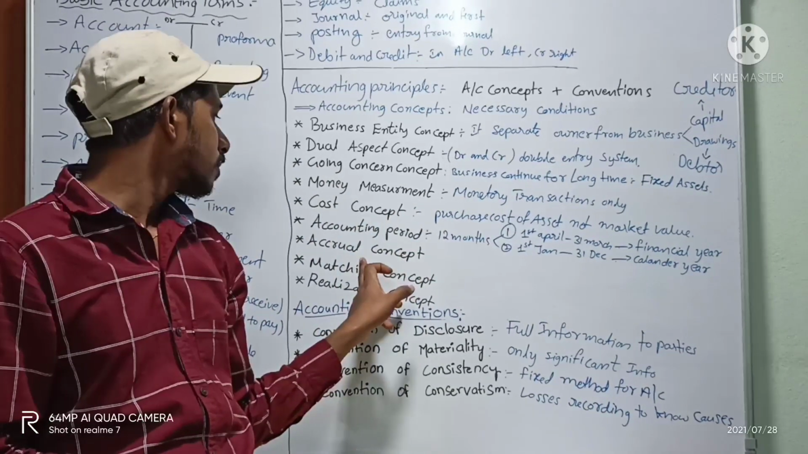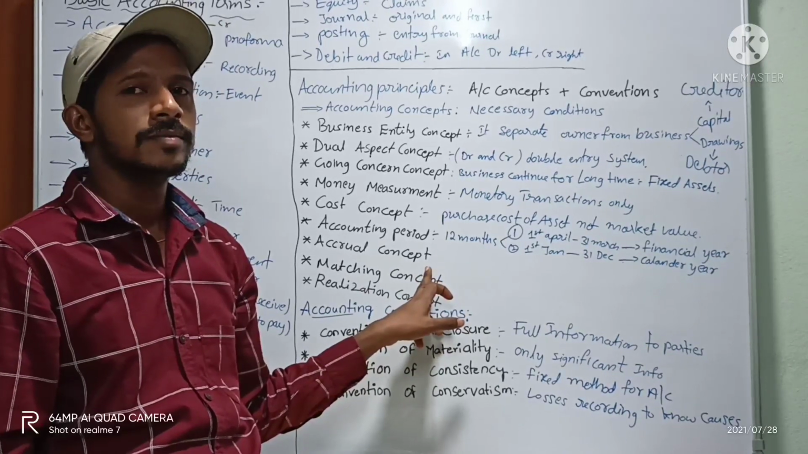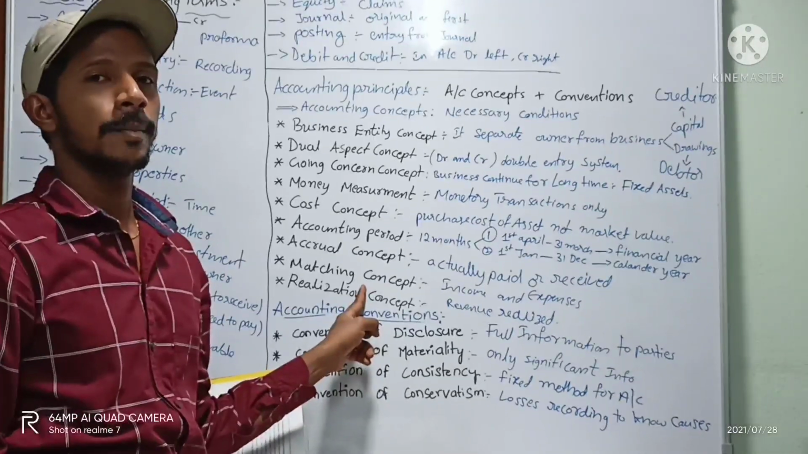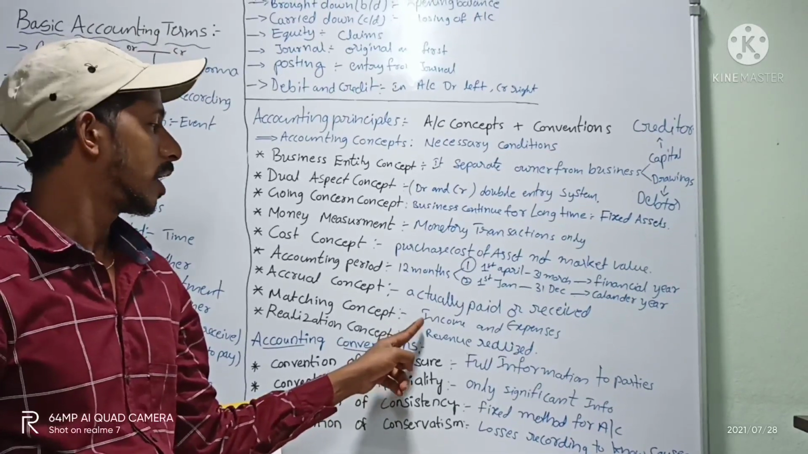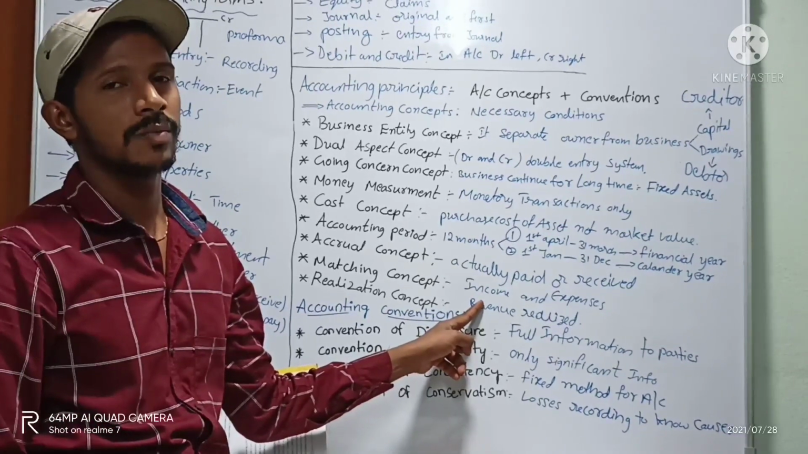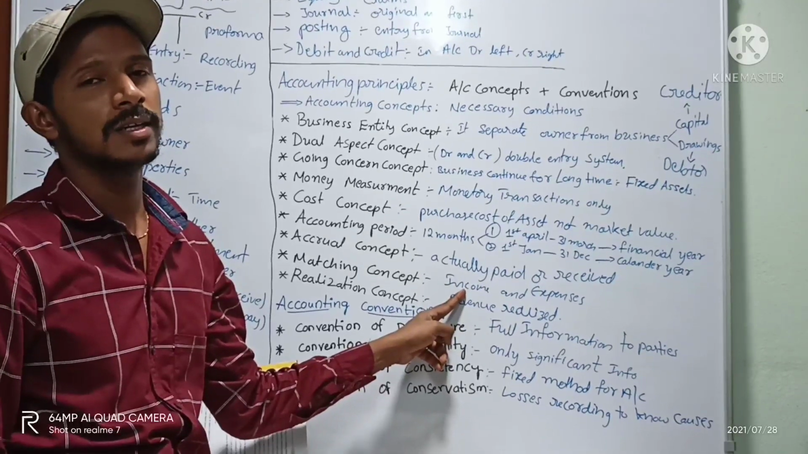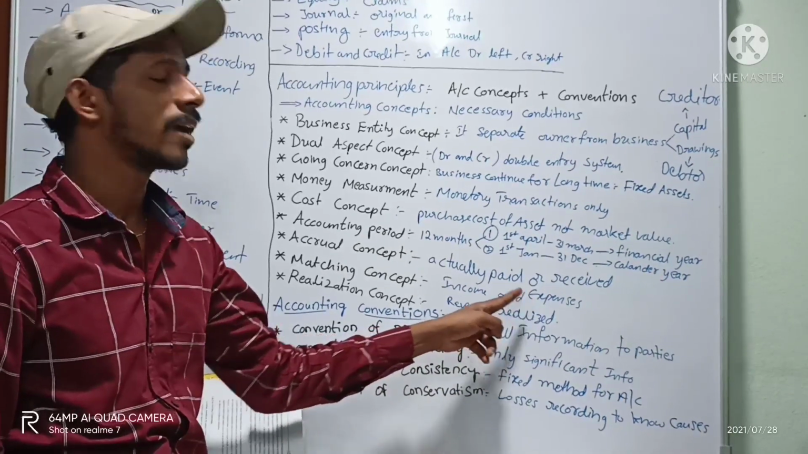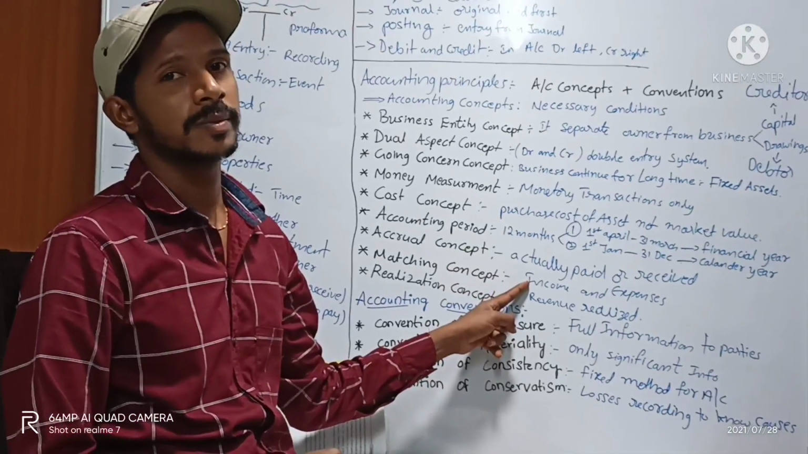Next one, accrual concept. Accrual concept means matching concept. In this matching concept, it matches the incomes and expenses of the current year. How much income we are earning, it matches to the expenses, like receipts and payments. So it matches the incomes and expenses.